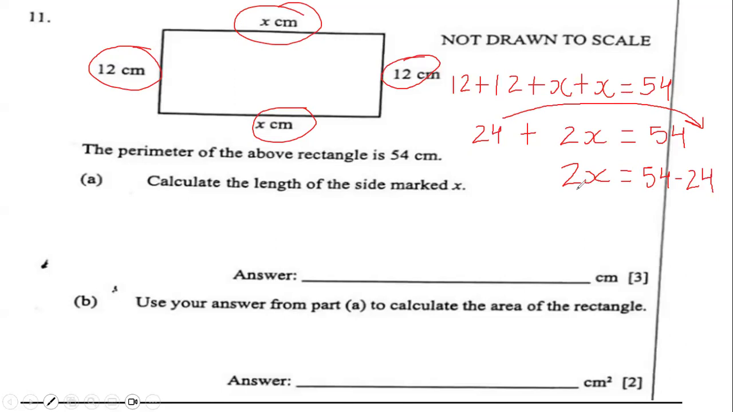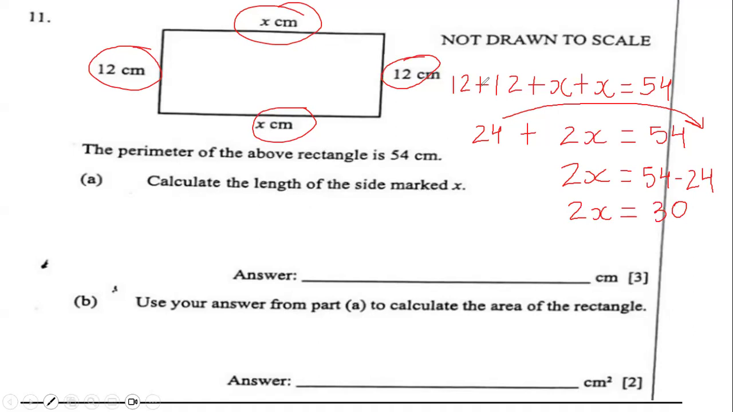And so we have 2x is going to be equal to 54 minus 24. All right. What is 54 minus 24? What is that? 30. 2x is going to be equal to 30. So this is 30. And so we have 54 minus 24, which is going to be 30.